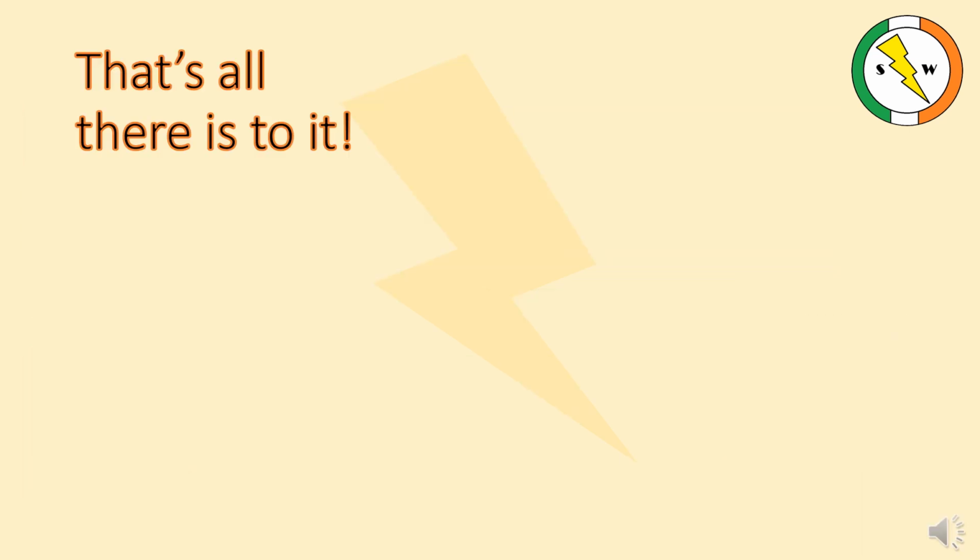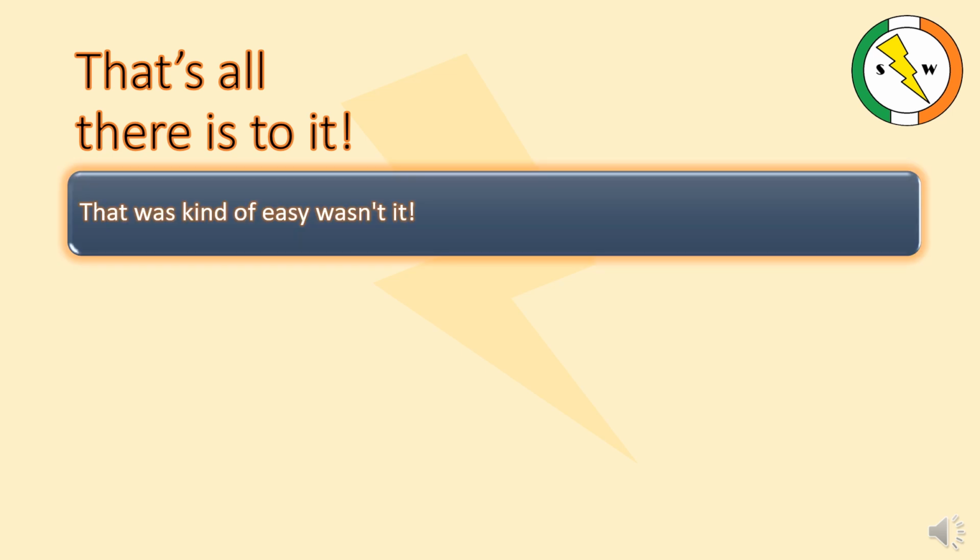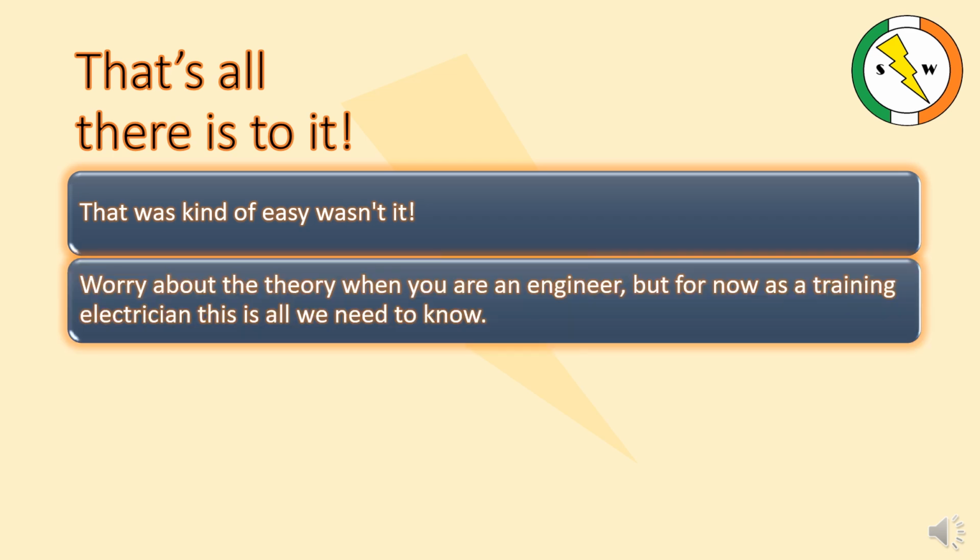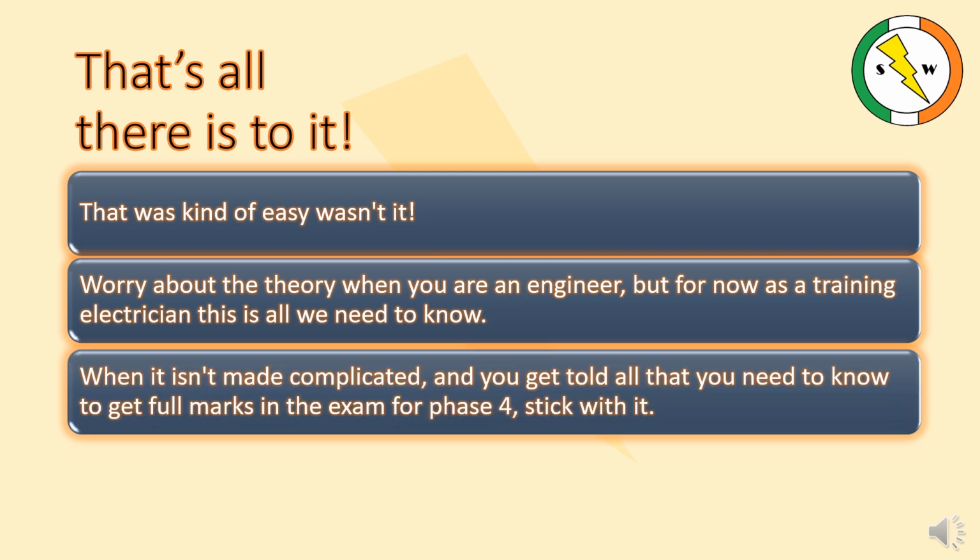So when you get an answer of 53.05 hertz, that's all there is to it. And that was kind of easy, wasn't it? So we'll worry about the theory when you're an engineer, but for now, train as an electrician. And in phase 4, this is all that you need to know. When it isn't made complicated and you get told all that you need to know to get full marks in the exam, stick with that. And it's a recipe for top marks. So let's do a few more.